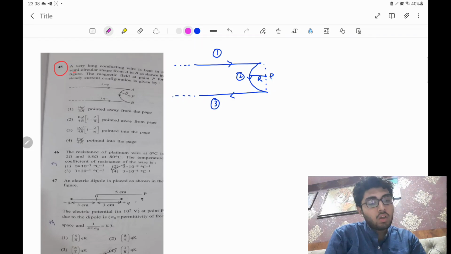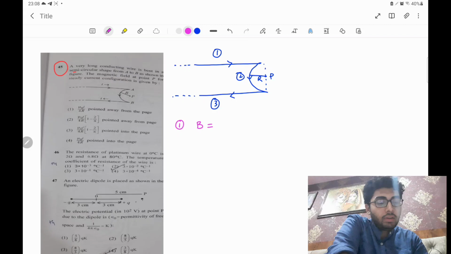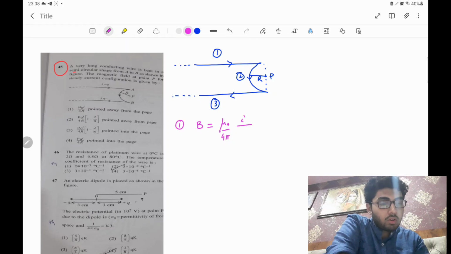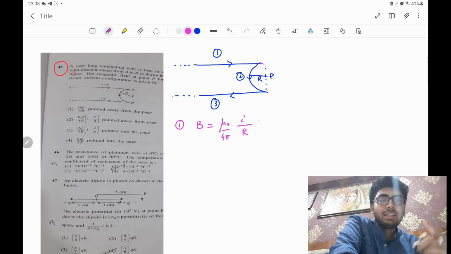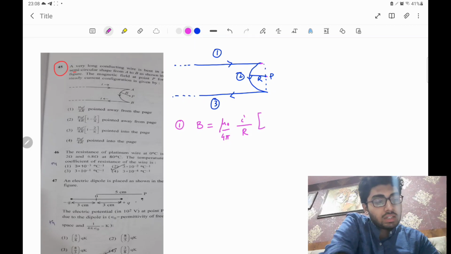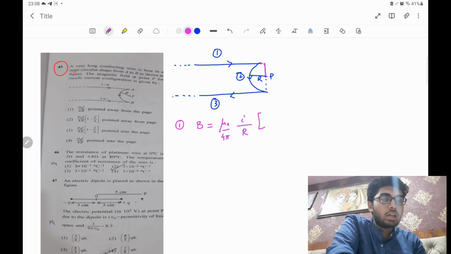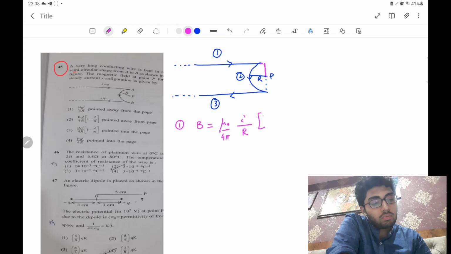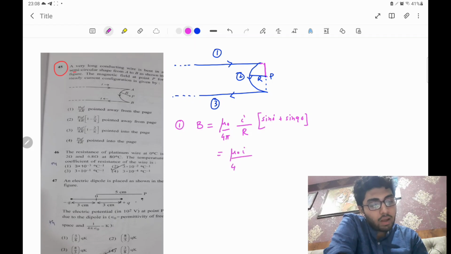Clearly, for part number 1, the magnetic field at point P should be mu naught by 4 pi, current I, by the distance of point P from this part, which is r, times sine theta 1 plus sine theta 2, right? Obviously this part is sine 0 degree, and the other part is infinitely long, so the angle is going to be 90 degrees. So it becomes sine 0 plus sine 90 degrees, and it comes out to be mu naught I by 4 pi r.